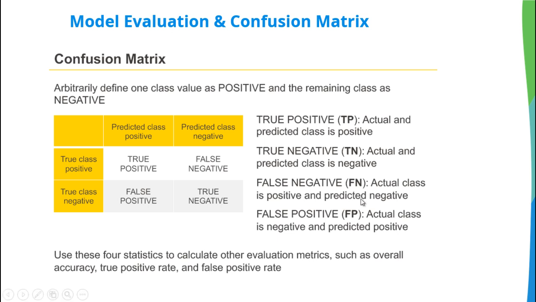Predicted class: true positive, false positive, false negative, true negative. So true positive: actual and predicted class are both positive. True negative: actual and predicted class are both negative. Then the actual is positive and predicted is negative, and the actual is negative and predicted is positive, which I explained just now. So you use this for statistics to calculate other evaluation metrics such as overall accuracy, true positive rate, false positive rate, and so on.